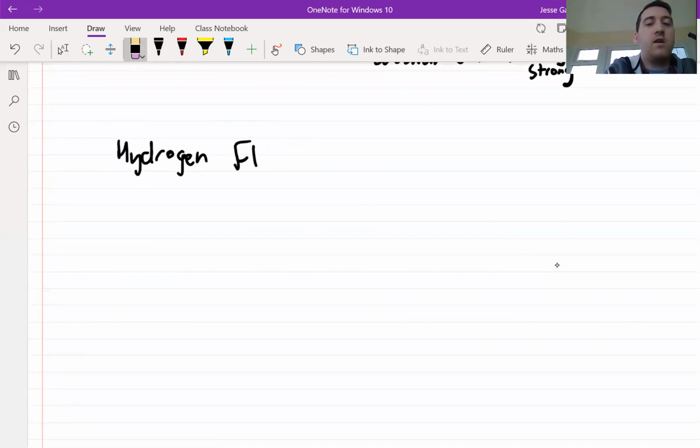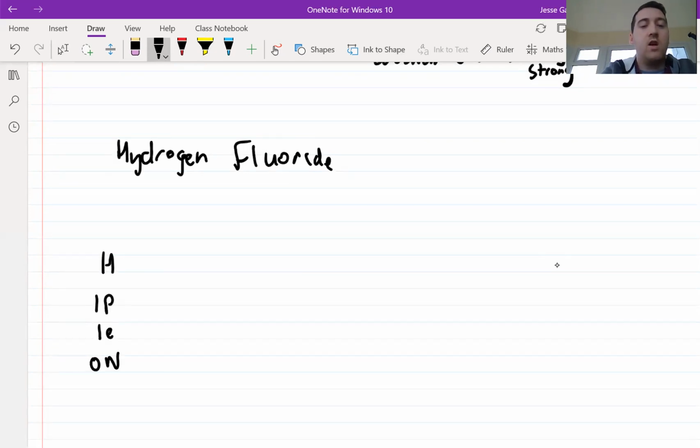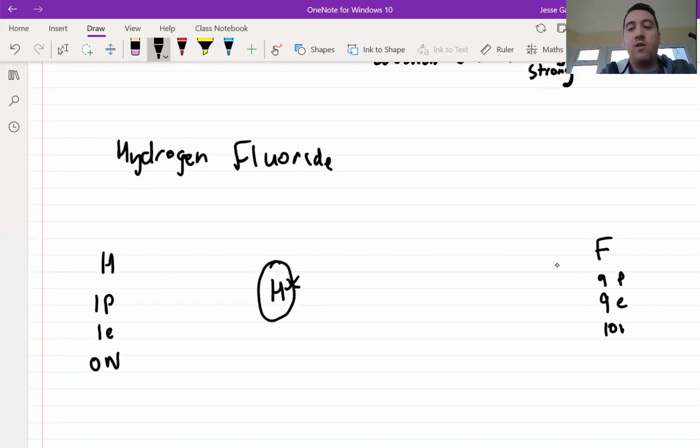Sorry, spelled that wrong. It's F-L-U-O-R-I-D-E, hydrogen fluoride. Well, we already know that hydrogen has 1 proton, 1 electron, and 0 neutrons. We learned that when we drew it earlier. This is an atom of hydrogen, 1 electron in the first shell. This here is fluorine, F. F, as we saw in the last example, has 9 protons, 9 electrons, and 10 neutrons.